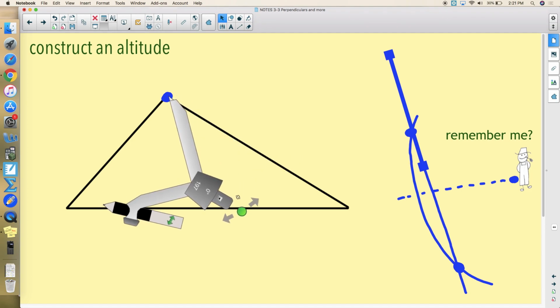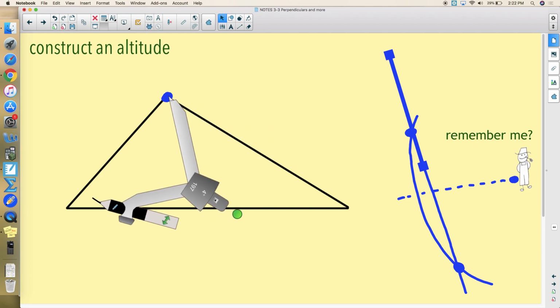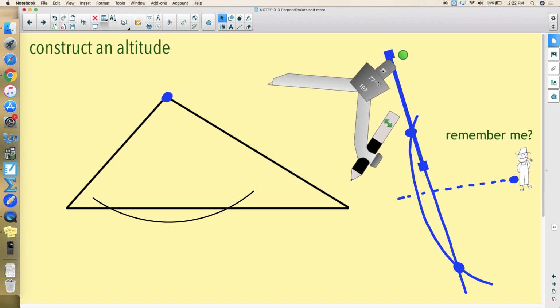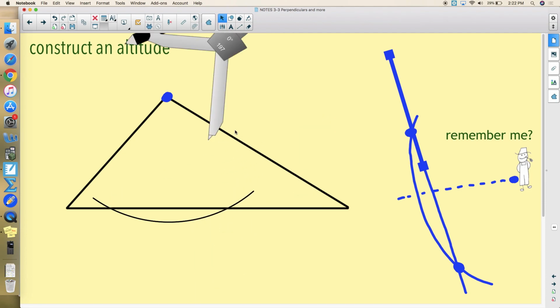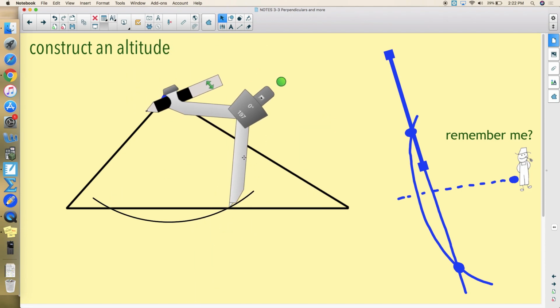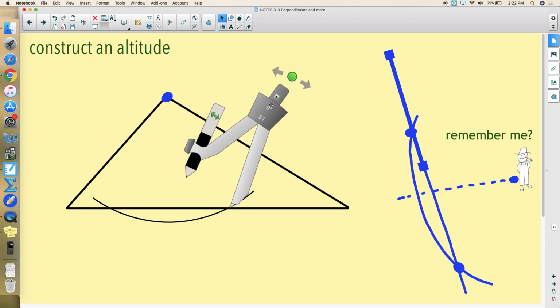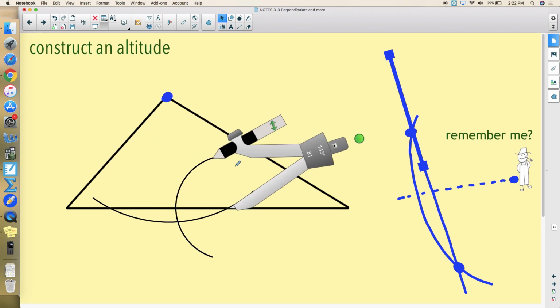Again, I'm going to do an eyeballing. I think it will hit twice if I keep it where it is. So I'm going to go ahead and swing that arc so that I cross that opposite side twice. I may need to extend the opposite side for that to happen. From those two new points then, I'm going to construct my perpendicular bisector. Open up my compass more than halfway. I only need one additional point, we remember, but it's okay if you want to do two.